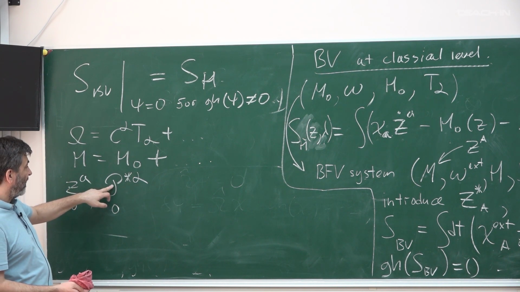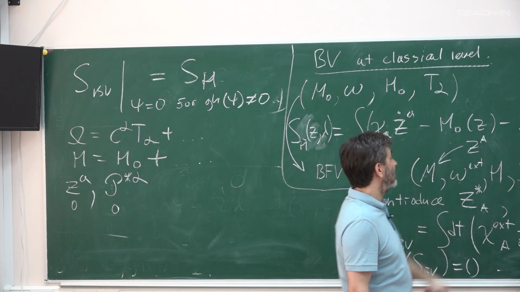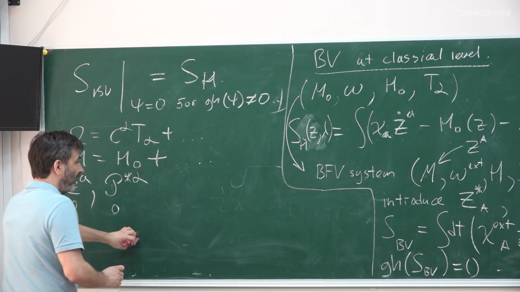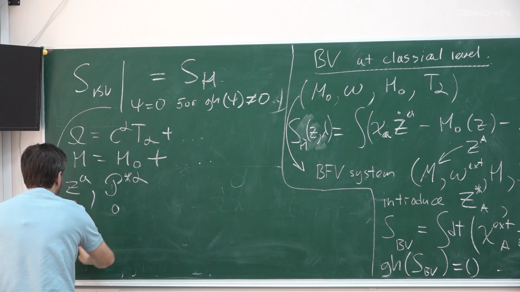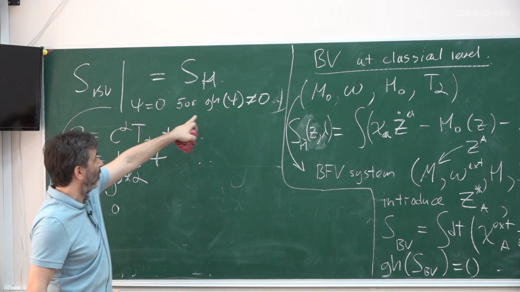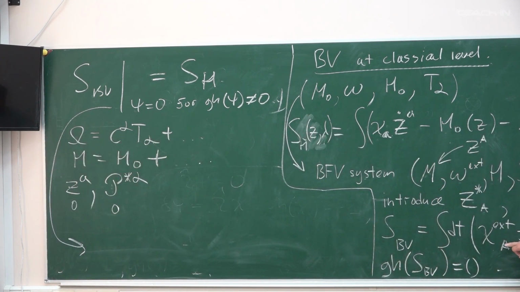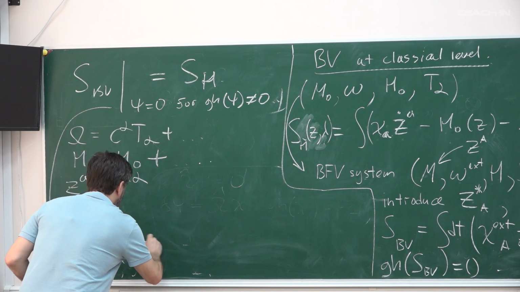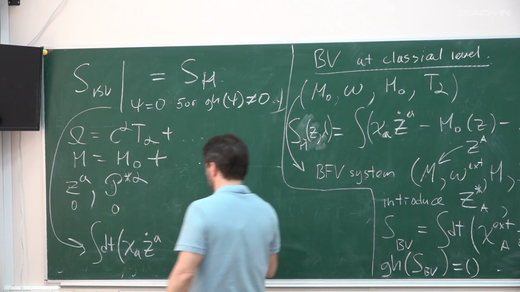And look, this guy looks precisely like a Lagrange multiplier. It has exactly the same index in the right position. And in fact, this is precisely it. So if we now continue this equality, what is this S BV where we set to 0 all fields of non-vanishing degree? It's easy to see that from this term you only get z^A, because ghosts do not contribute. So we get back our chi_A z dot A, right? From this we only get H naught.